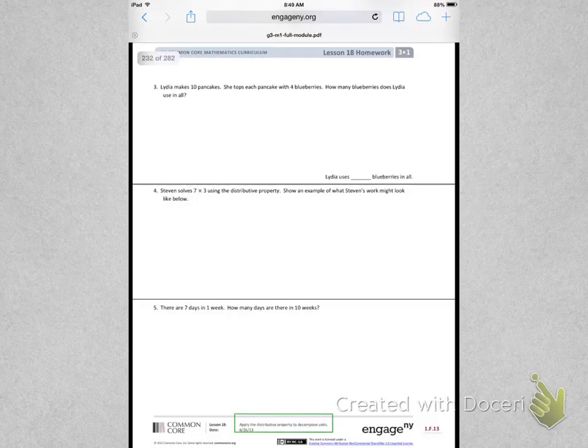Module 1, Lesson 18, Homework, Backside. Please remember to attempt the problems before you use the homework help. Number 3. We're going to use the RDW strategy here.